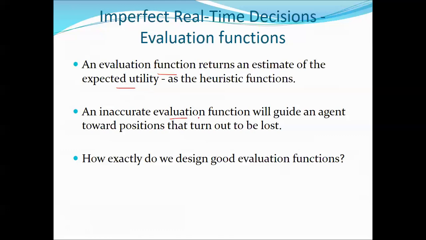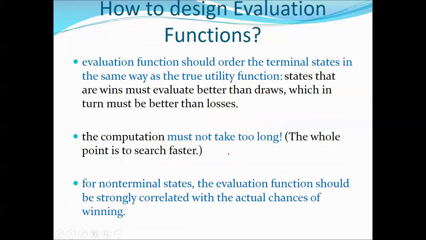An inaccurate evaluation function will guide an agent towards a position that turns out to be lost. That is, this evaluation function should be good enough. If the evaluation function is not good, then the algorithm will take you to a path which will make you a loser. So it is very important that we design a good evaluation function. So the question is, how will we design a good evaluation function? A good evaluation function should have these three features.